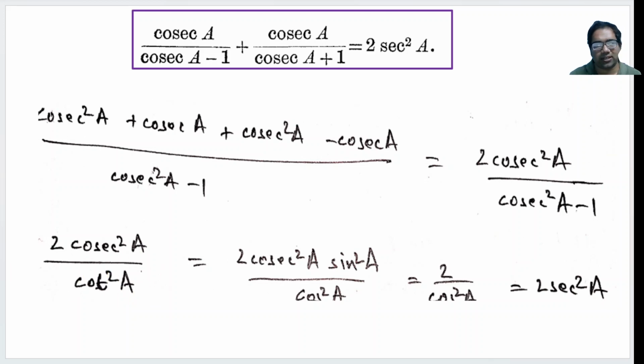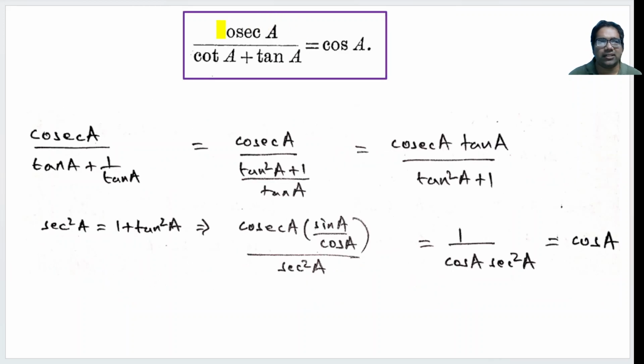Right, let us do one more example. Cosecant A by cot A plus tan A equals cos A. We have to convert everything to cos A. So let us take cot A and tan A. What is tan A? 1 by cot A. Or what is cot A? 1 by tan A. Cosecant A is 1 by sin A. So let us take this, and this one let us write as tan A plus 1 by tan A. Then this becomes cosecant A by tan A plus 1 by tan A.